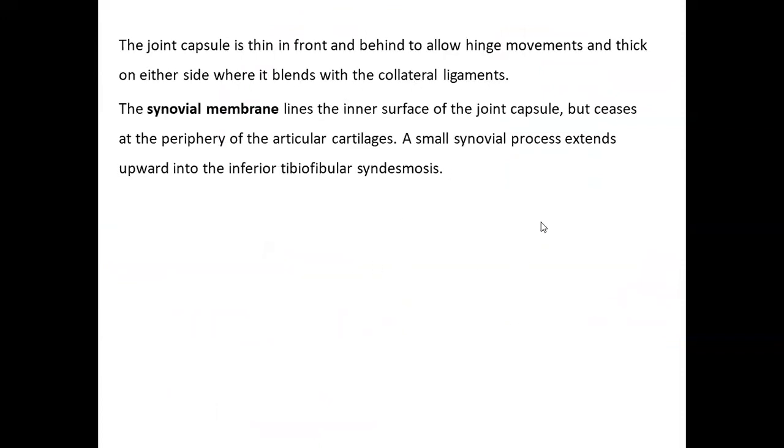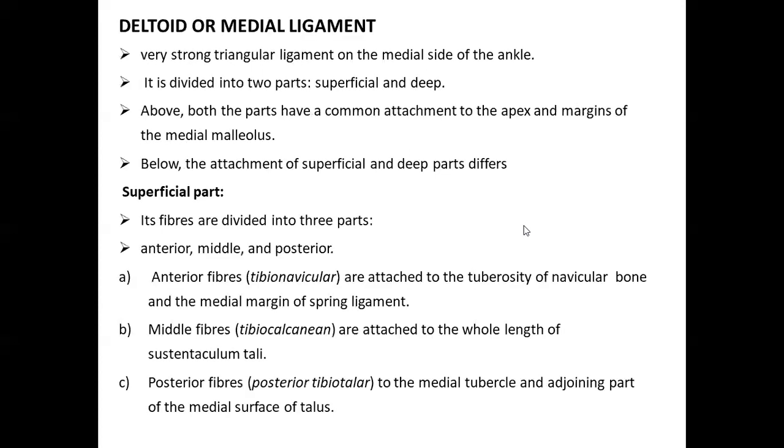The joint capsule is thin in front and behind to allow hinge movement, and thick on either side, where it is supported by the collateral ligaments. We have a synovial membrane that lines the inner surface of the joint, but it is not attached where articular cartilage is present. A small synovial process extends upwards into the inferior tibiofibular syndesmosis.